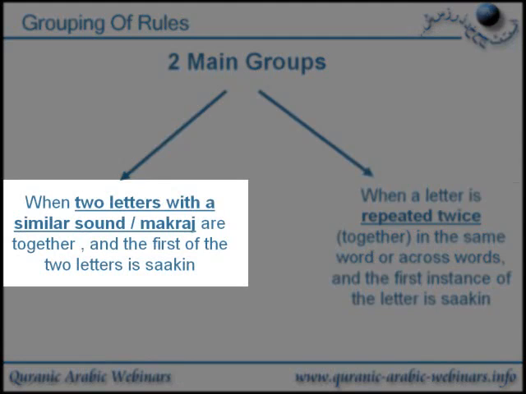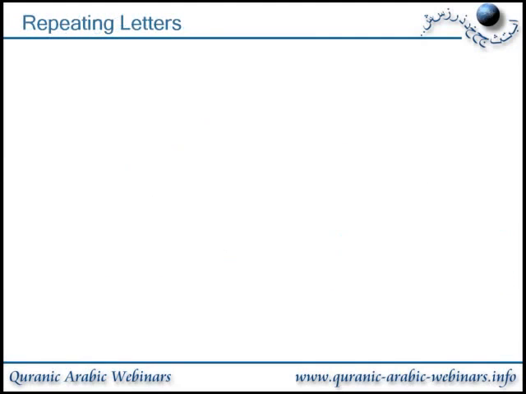The second concept is when two letters with a similar sound, i.e. they will have the same location of their makhraj or near about in the same grouping, are together and the first of the two letters is sakin. So we'll call it similar sounds, but really it's about two letters having the same point of articulation, and they come together and the first one is sakin. So let's do an example here.